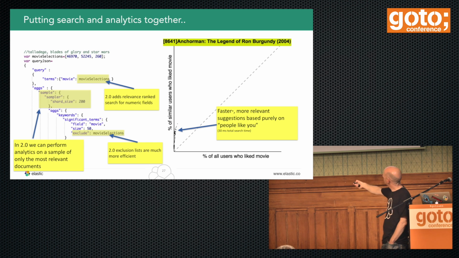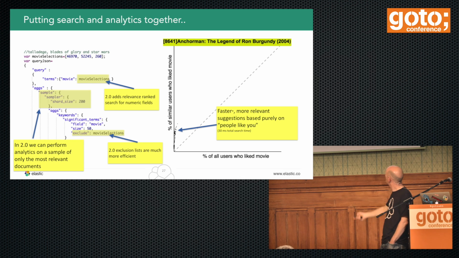Another change. I only want to find the people like me, not all the people who've seen any of my movies. So we have a new aggregation called the sampler aggregation, which is where you get to pick the top n matches from your query and subject that to analysis or analytics. So we're going to use the significant terms function here on just the top matching sample of content from this query.